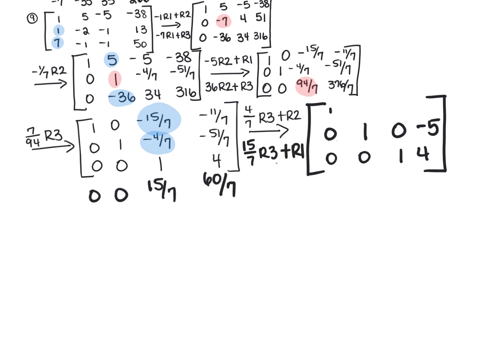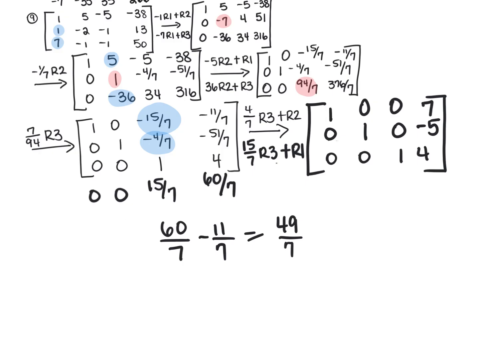So 0 plus 1 is 1. 0 plus 0 is 0. 15/7 minus 15/7 is 0. And then I'm going to have 60 over 7, and I'm going to subtract 11 over 7. So if I take 60 minus 11, we're going to end up with 49 over 7, and there we go.